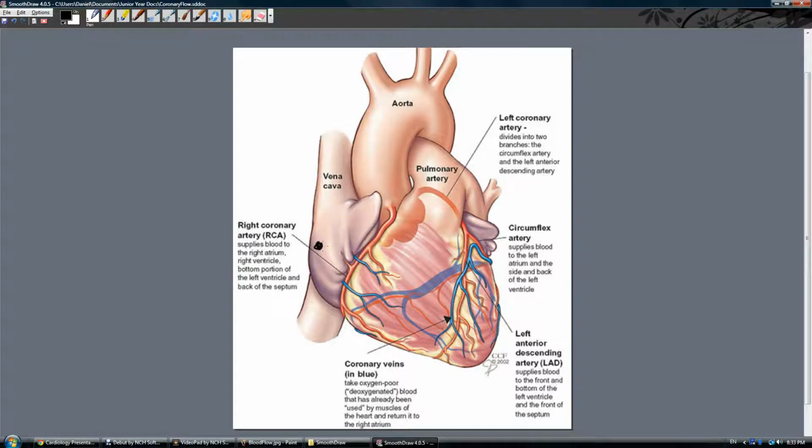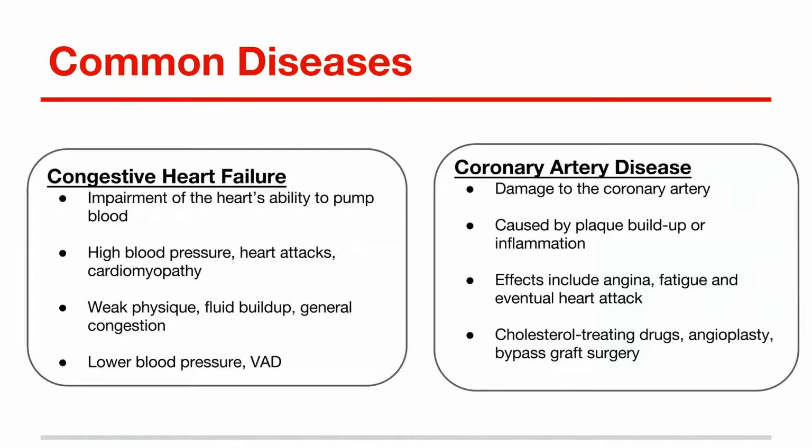Now that we looked at the anatomy of the heart, let's also look at some of the common diseases. Congestive heart failure is the impairment of the heart's ability to pump blood. It's really common and also can be really deadly. It can be caused through genetic defects or through an unhealthy lifestyle. These factors lead to high blood pressure, heart attacks, or cardiomyopathy, the buildup and enlargement of tissue in the heart. Congestive heart failure leads to a weak physique, fluid buildup in the kidneys, and general congestion because the fluid buildup in the kidneys leads to fluid buildup in the rest of the body.